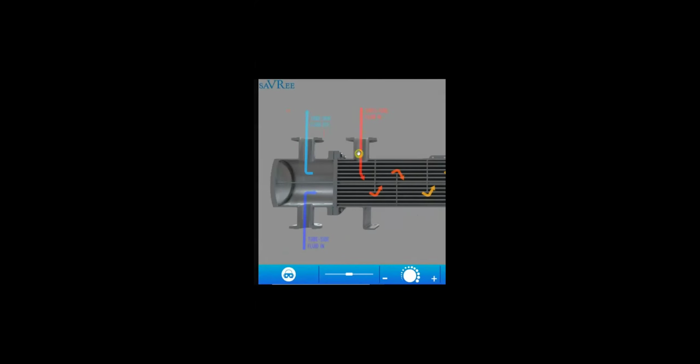This is the shell and tube type heat exchanger. Here this one is the tube side inlet, and these are the baffles, and this is the other side where the medium flows, the shell side flow.